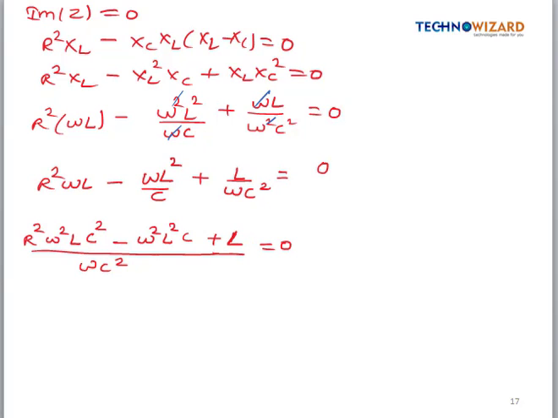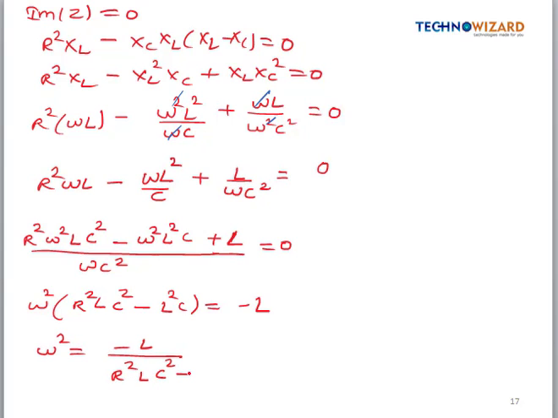So now I am taking omega square common from here. So this will be omega square into (R square L C square minus L square C). Now L will go to the right hand side and become minus L. So omega square is equal to minus L divided by (R square L C square minus L square C).